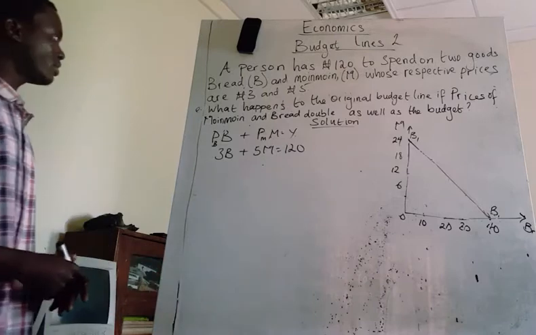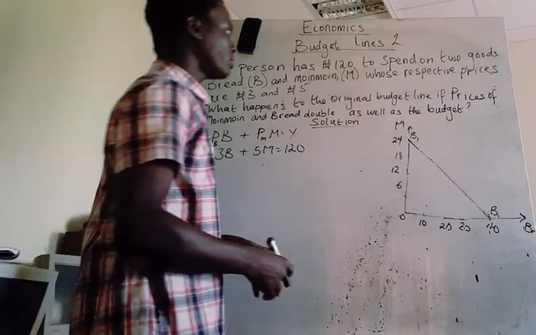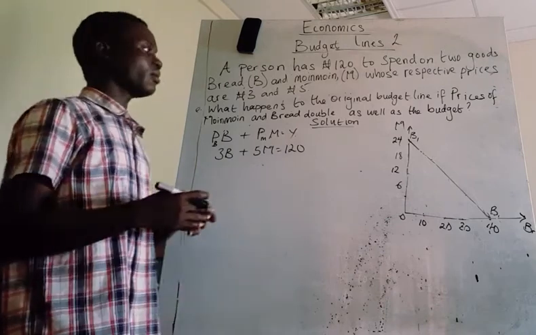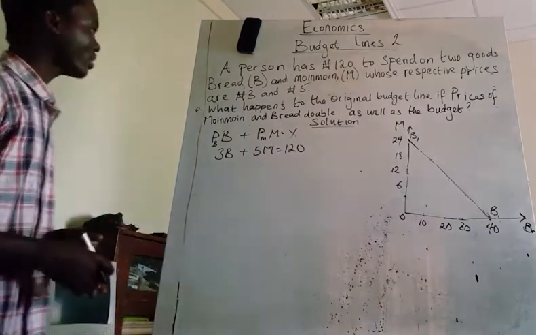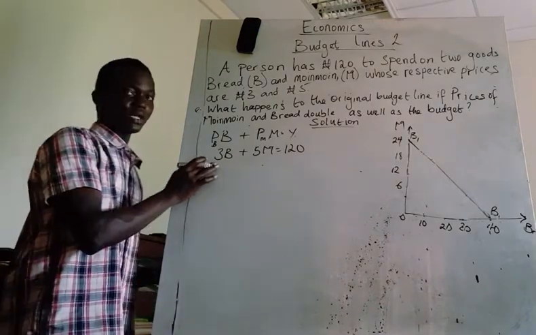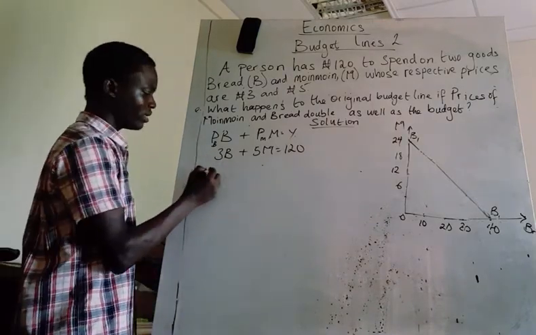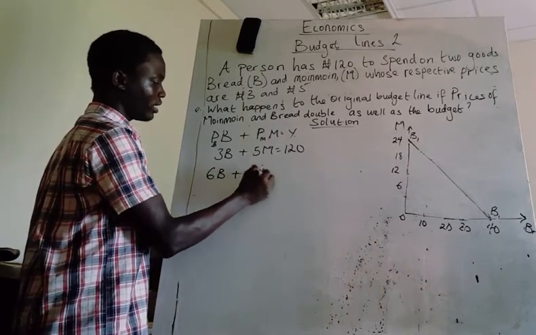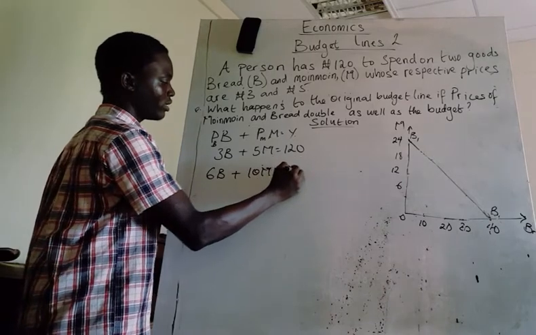Now let's move into the very final question. Our very last question states: what happens to the original budget line if prices of moi and bread should double, as well as the budget? So that simply means we have, this was the starting point, so we now have 6b plus 10m equals 240.